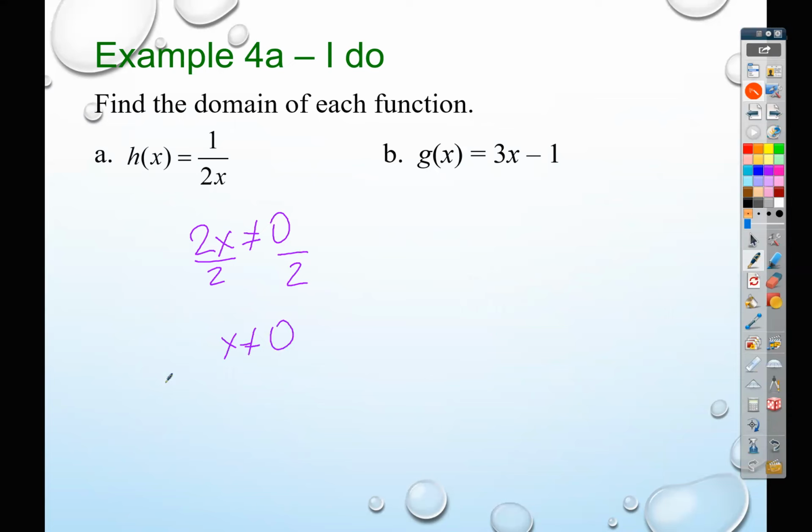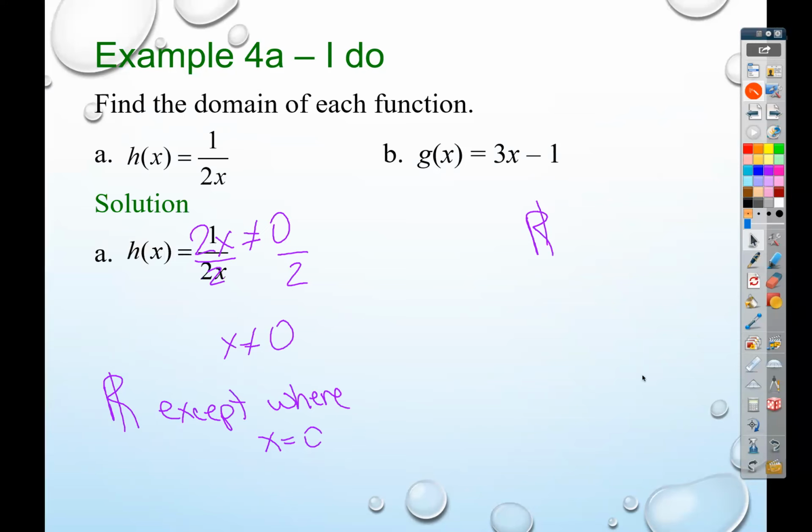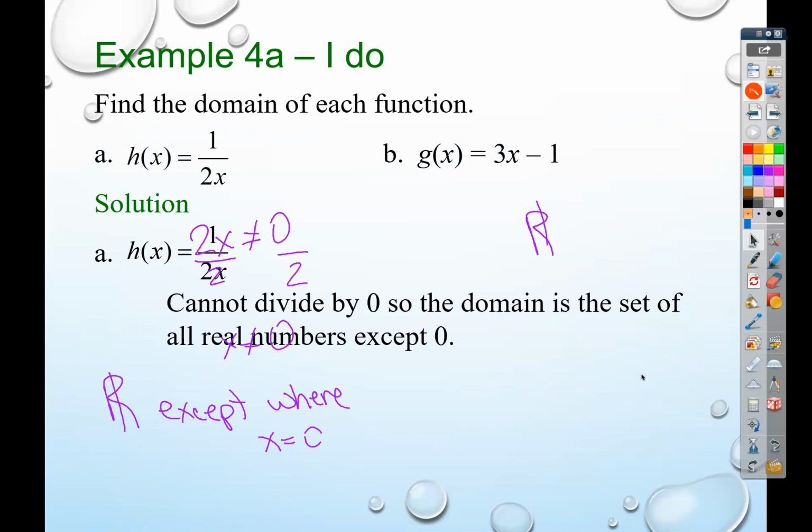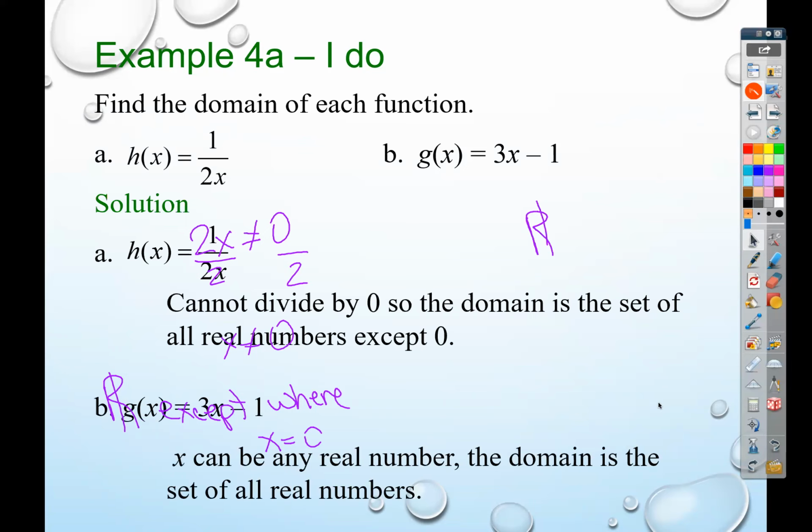So the answer to A would be all reals, signified by the R with the line through it, except where x equals 0. Okay, and then G doesn't have a denominator, so you would just say all reals. So the domain can be everything.